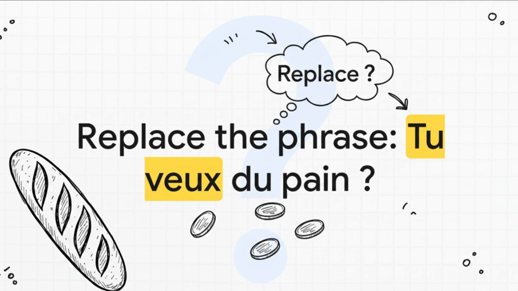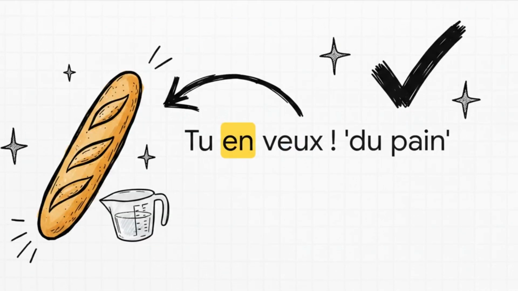All right, next one. Tu veux du pain? You want some bread? How would you shorten that one? What's the key word here? The answer is tu en veux. You want some of it. The key was du pain. That's a quantity. And what did we say about quantities? They always get en. Excellent.